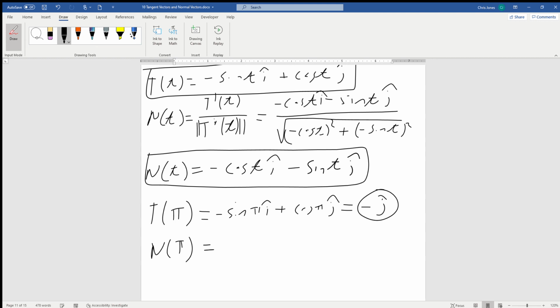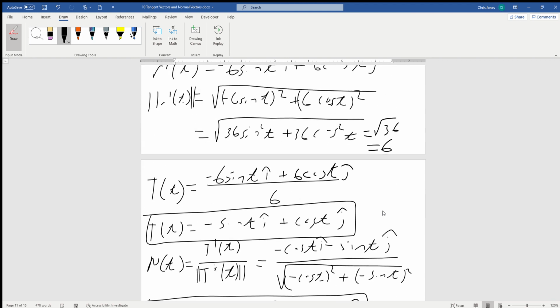Now N of pi is going to be minus cos pi i minus sine pi j. And that's just going to be equal to positive i. All right, so both of those are really nice and easy. And it's pretty obvious that both of those have a magnitude of 1. So they're clearly both going to be unit vectors. Right? Now let's go back up and plot these and finish it off.